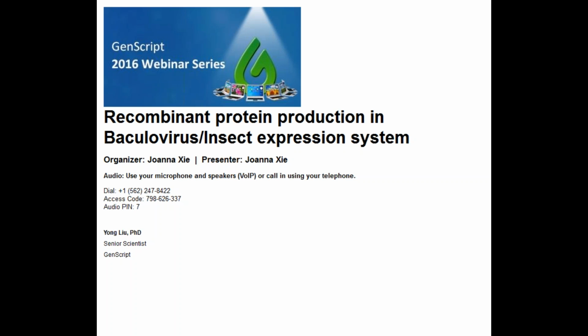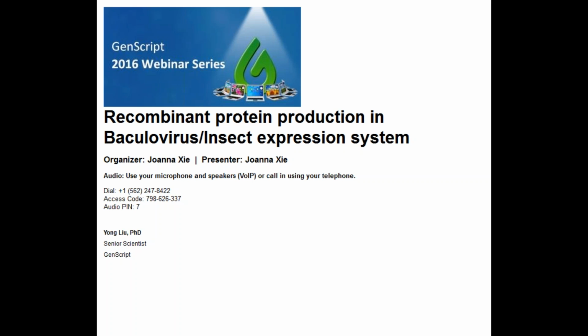So now let's take a look at the services that GenScript provides that can match your needs. So if you take a look at this table here, we have a variety of packages. We have a small scale expression evaluation optimization package called the Potential. So here we can try one subcloning strategy and do transfection. And the deliverables include an expression evaluation report, and it's a very competitive package that starts at $400.